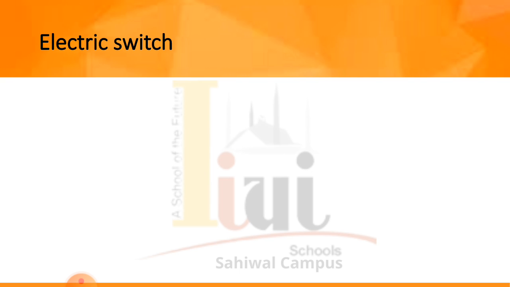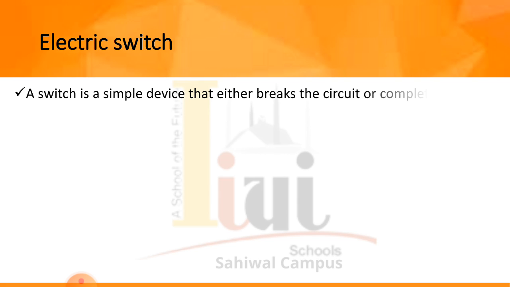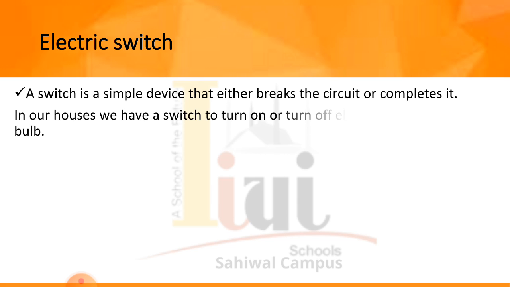The first topic that we are going to discuss is the electric switch. A switch is a simple device that either breaks the circuit or completes it. So a switch is basically a device that is used in a circuit to break the circuit or complete the circuit to allow the flow of current more easily.